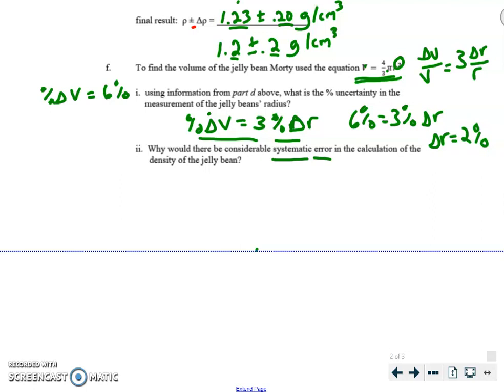But the problem here is we use this equation, which is good for a sphere, and a jelly bean is not a sphere. So we're consistently miscalculating the volume, therefore consistently getting the density incorrect.